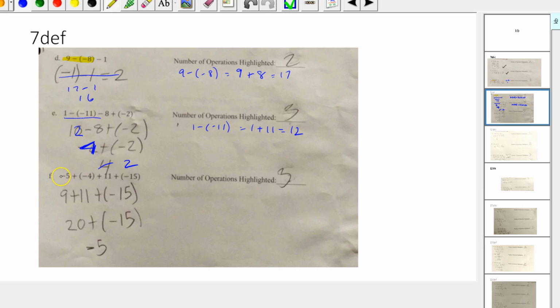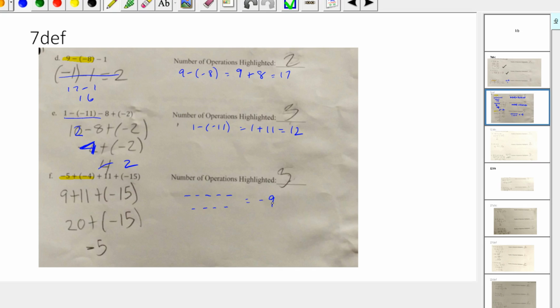Here we're going to start with negative 5 plus negative 4. Okay, so you're adding two negatives, so think about the chips. You have 5 negative chips and 4 negative chips. You combine them together, and that's 9 negative chips.